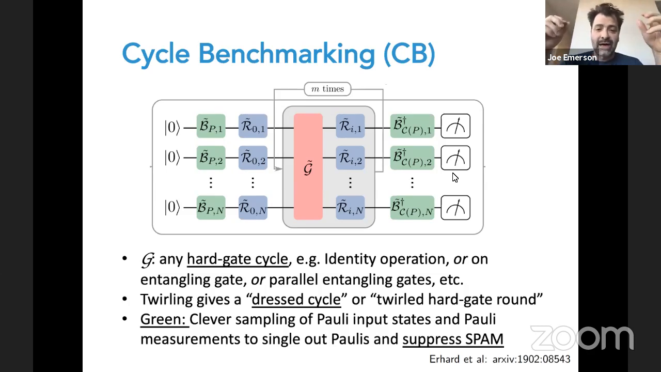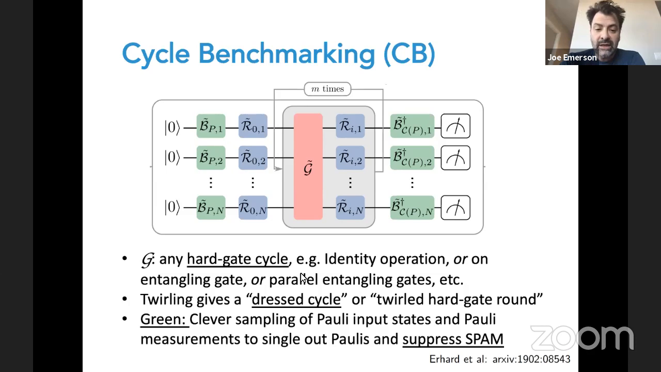And that allows you to isolate out SPAM errors. SPAM errors are so-called state preparation and measurement errors. So when you prepare the state with these green blocks on the left, and you prepare the measurement with the green blocks on the right, those processes have errors associated with them, as well as the raw readout errors of the device itself. And if you want to isolate the errors in the pink block or in the gray block, you want to make sure that you're modding out the errors from the SPAM. And so that's the protocol. So for terminology, we call G a hard gate cycle. The hard gate cycle, like I said earlier, could be the identity operation, which is idling the qubits.